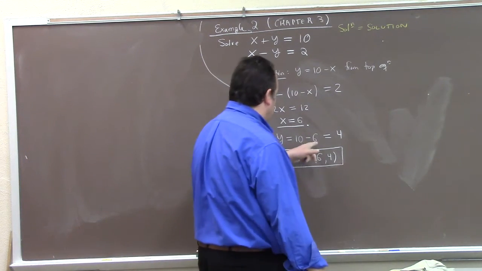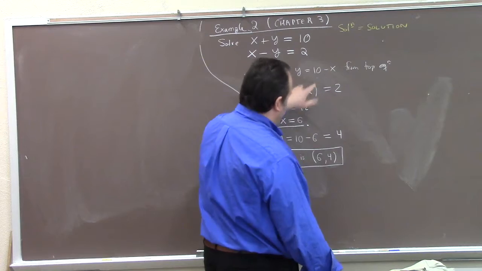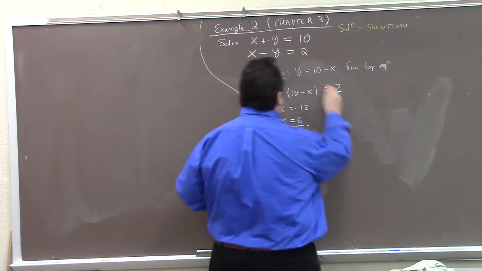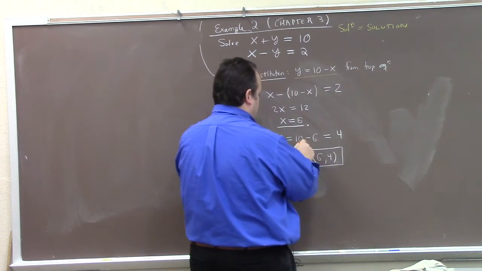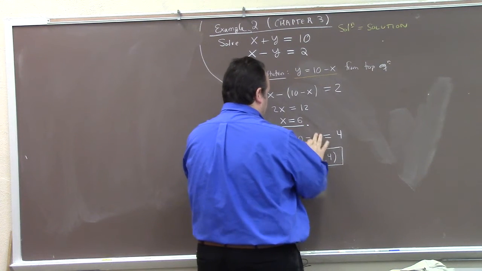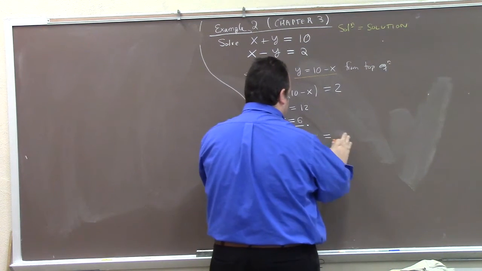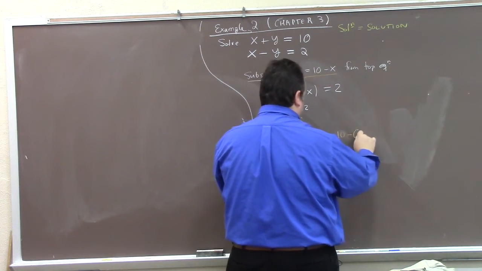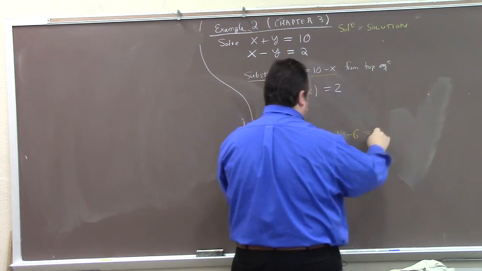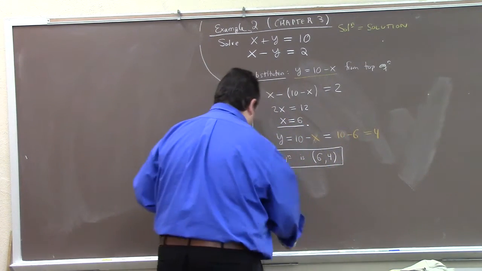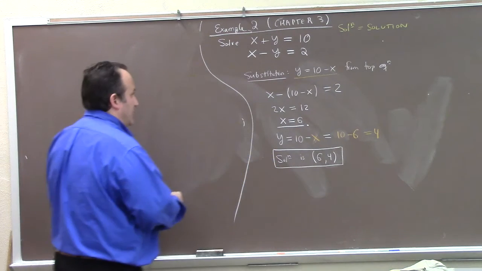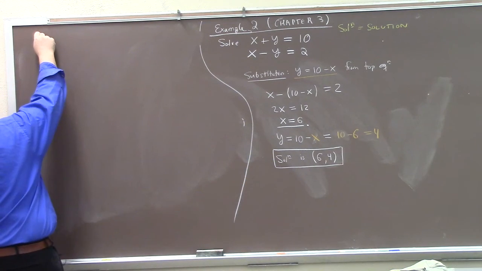10 minus 6. So we had this right here, 10 minus x. So I can do 10 minus x, but x was equal to 6, right? So that's why I got 4. Sorry, it's my bad. So I should write down more steps, right? So example 2, remix.